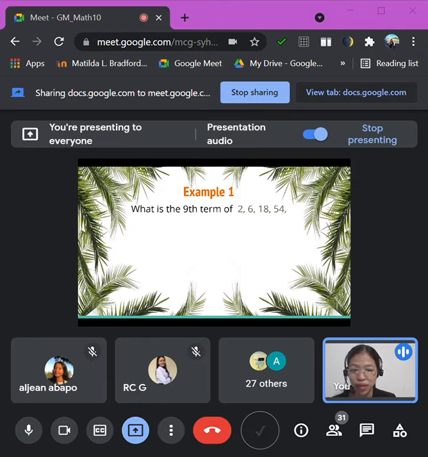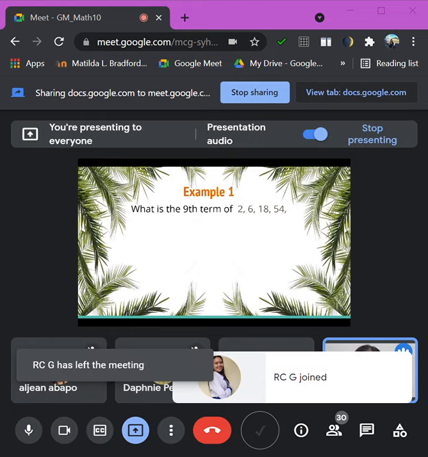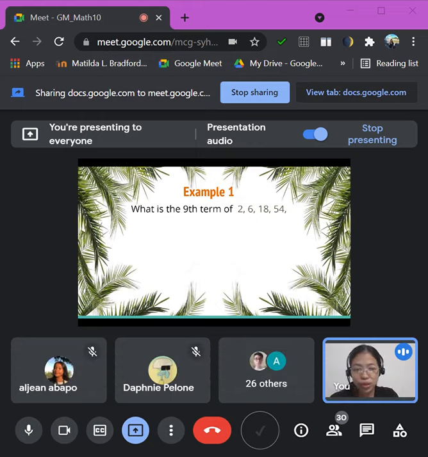So with this one, you can just simply use the formula nga atong gipakita ganina, which is a sub n is equal to a sub 1 times quantity r raised to the power of n minus 1. Now, unsay first na itong buhaton, teacher? Remember, class, to always write the given. You have to identify your given. So, you have there, our a sub n is equal to 9 because 9th term man atong gipangita.